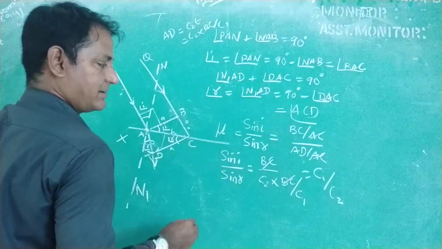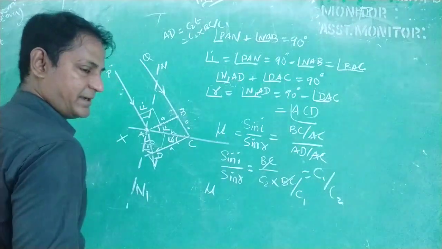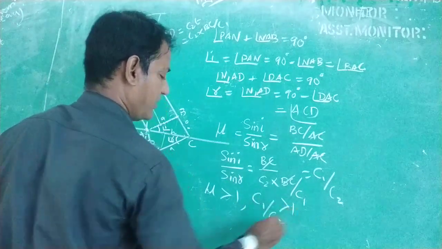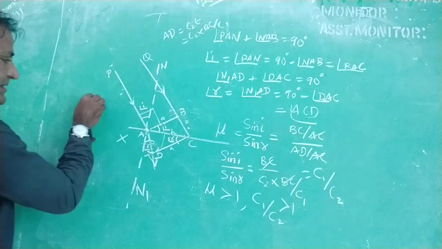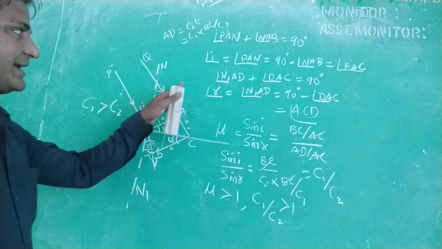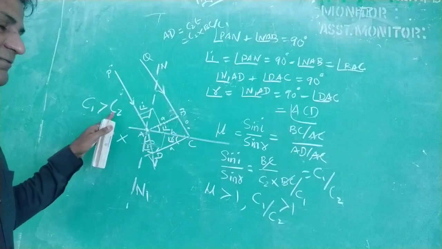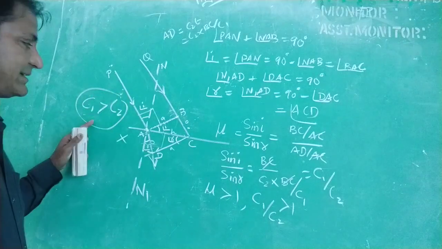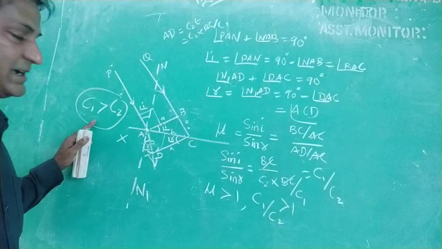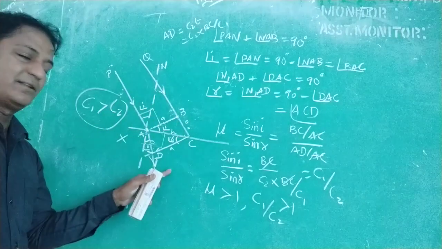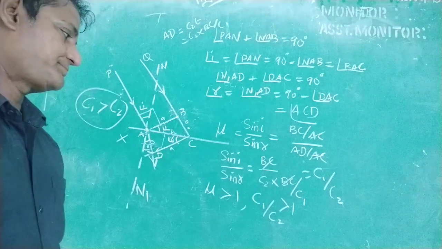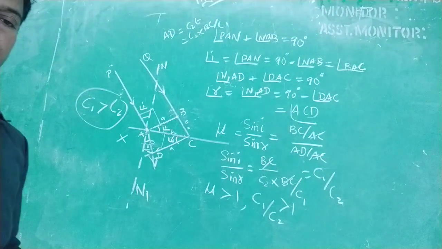Here this mu is greater than 1, that is C1 by C2 is also greater than 1. It shows that the velocity of light in a rarer medium is always greater than the velocity of light in a denser medium. So C1 is greater than C2. So it is proved here from the second law of refraction that the velocity of light in rarer medium is greater than the velocity of light in denser medium. So C1 by C2 is greater than 1. So I think you must have understood.